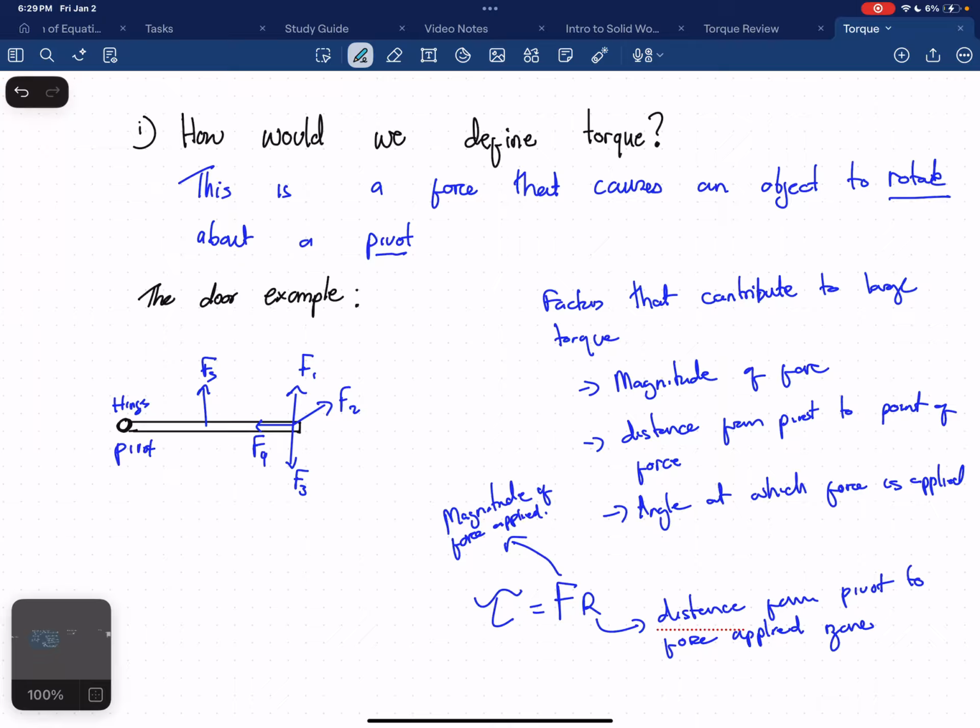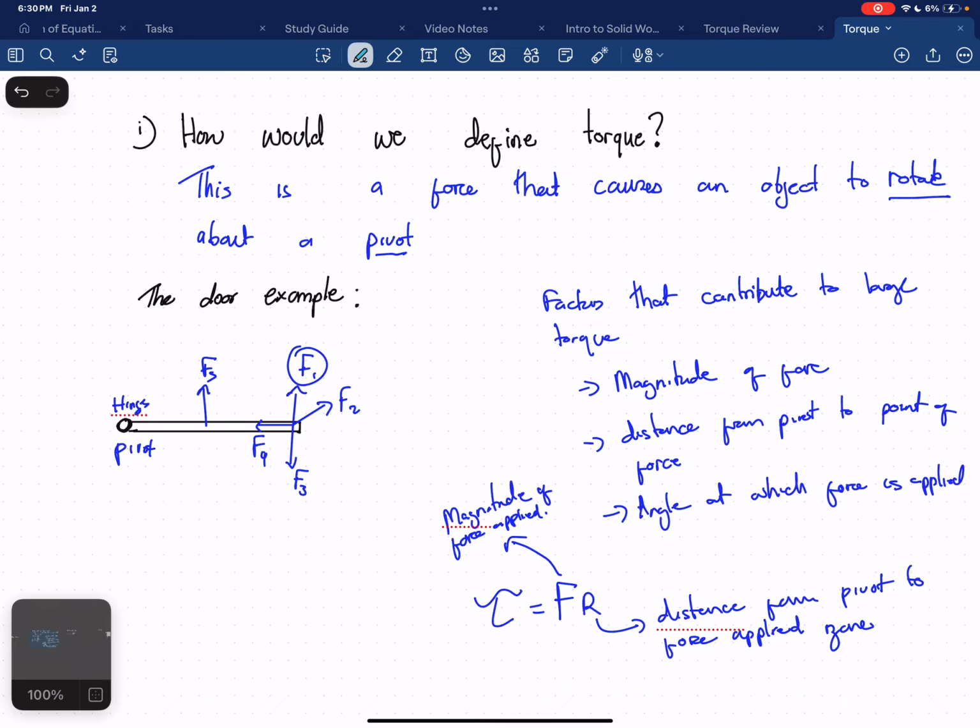Okay, so basically what we're going to talk about here is this door example. Sorry, I kind of blanked there for a minute. This door example. What forces here? We've got F1, F2, F3, F4, F5. What forces here will have the highest effect in rotating the door? It's F1.